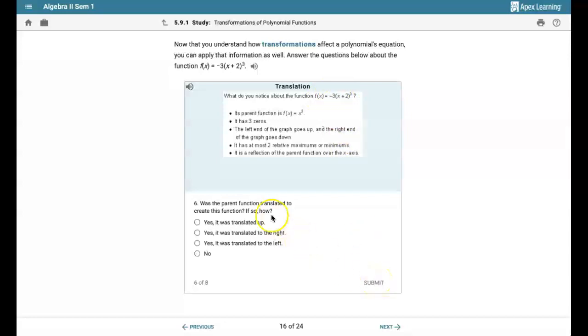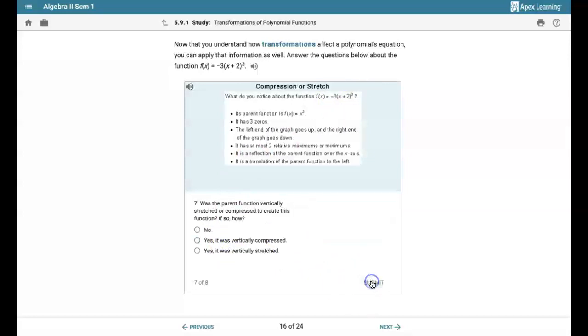Was the parent function translated to create this function? If so, how? Well, the answer is yes, because it's got this +2, and it's inside the parentheses with it. So that means we are moving left and right. And since it's a +2, that means I have moved to the left.